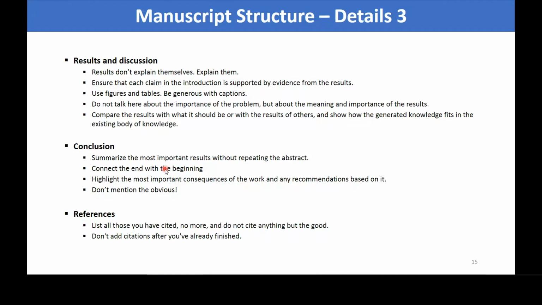For the references, please list all the references you have cited, all of them, but no more. So don't list in the references section things you didn't cite. And also don't cite anything but the good. That's a very important aspect. Don't add citations after you have already finished. It's not the place to help other researchers by citing their works after you finish your work. If you need to cite something, cite it and then list it in the references. If not, then don't do that.